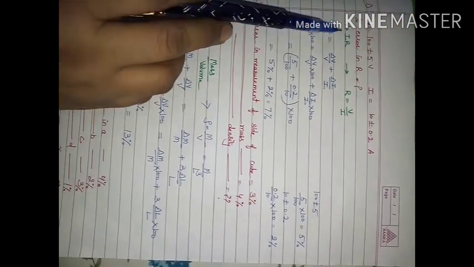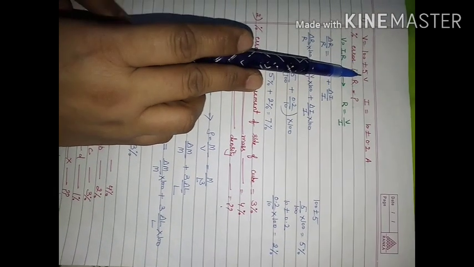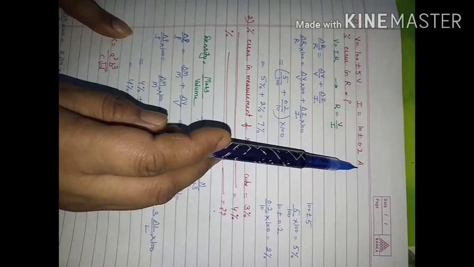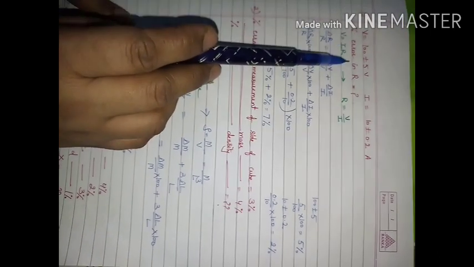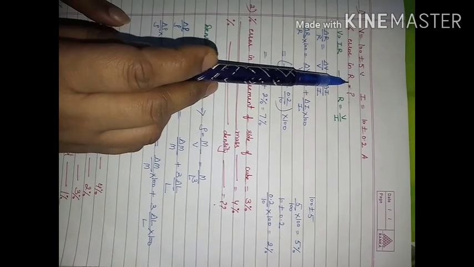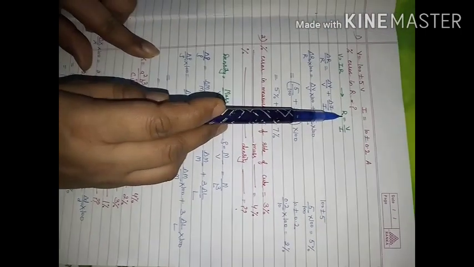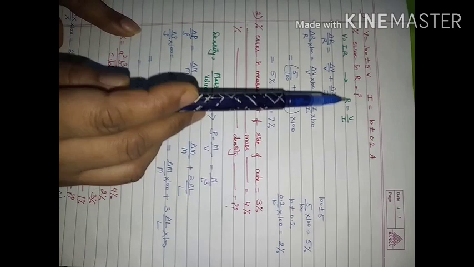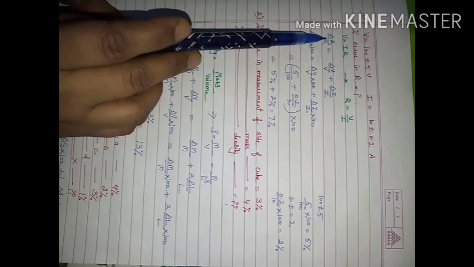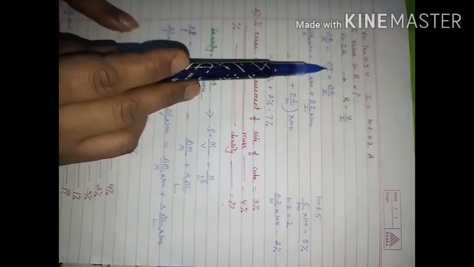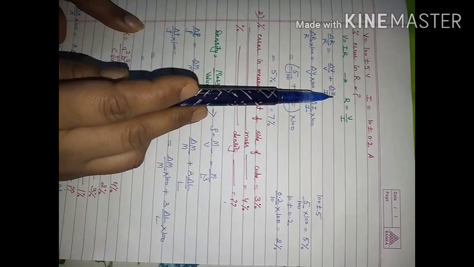For example, voltage is given to us as 100 plus minus 5 volt and current is given to us as 10 plus minus 0.2 ampere, and it is asked to find the percentage error in resistance. We know according to Ohm's law V is equal to IR. So R will be V divided by I. Relative error in R, this will be delta R upon R, equals relative error in V, delta V upon V, plus delta I upon I.